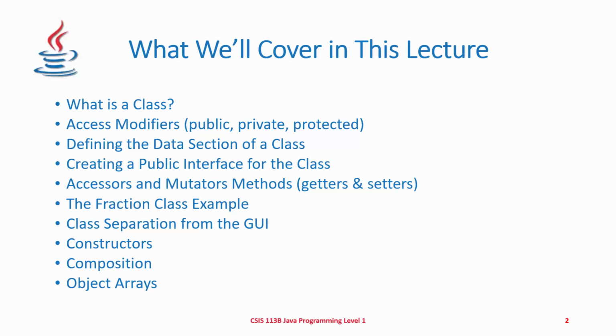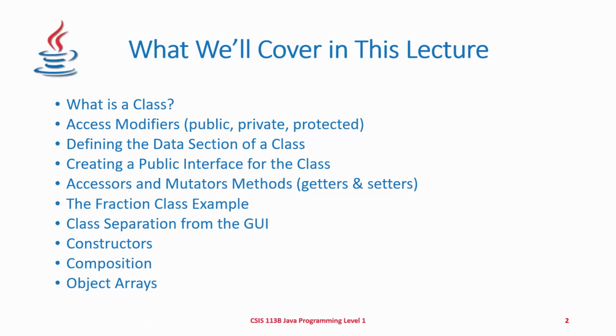We'll talk about defining the data section of a class. We'll also take a look at creating a public interface for the class, in addition to the accessor and mutator methods, which are also referred to as getters and setters. And then we've got an example for you. It's called a fraction class. We'll take a look at that and then get into some of the details about building the class.